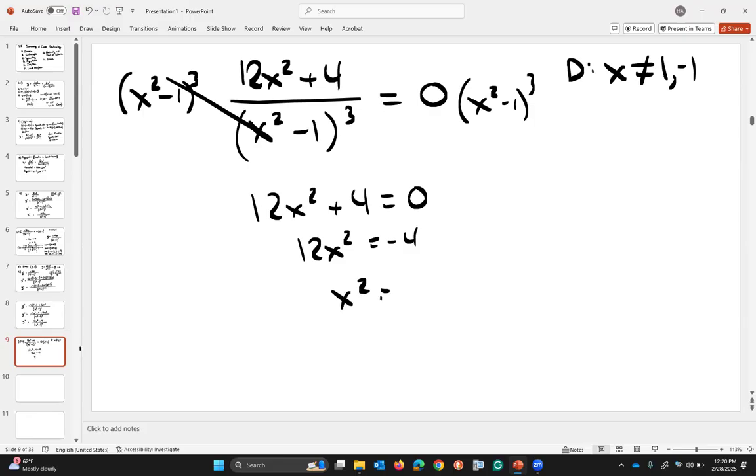So we got ourselves x squared is equal to -1/3. Is that right? Then you find the square root, and we take a square root of a negative number, which does not exist. So no solution. Is that right? There's no concavity change. All of that was for nothing. Cool. So no solution.